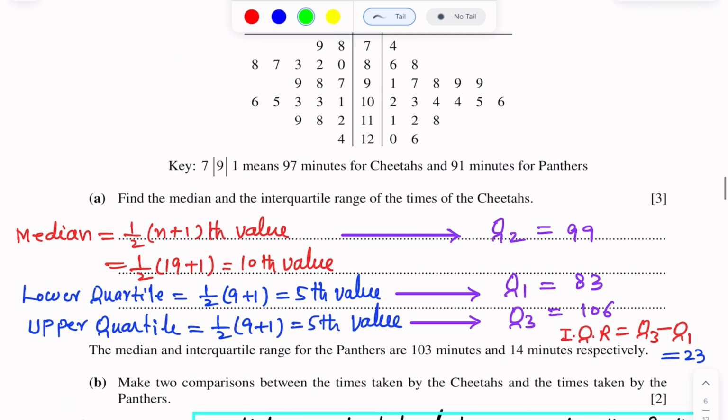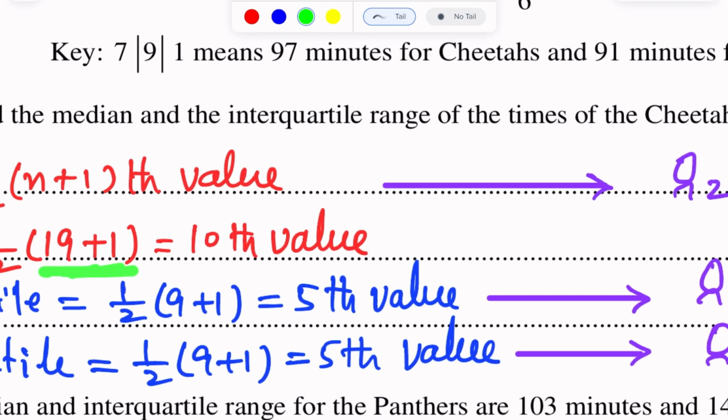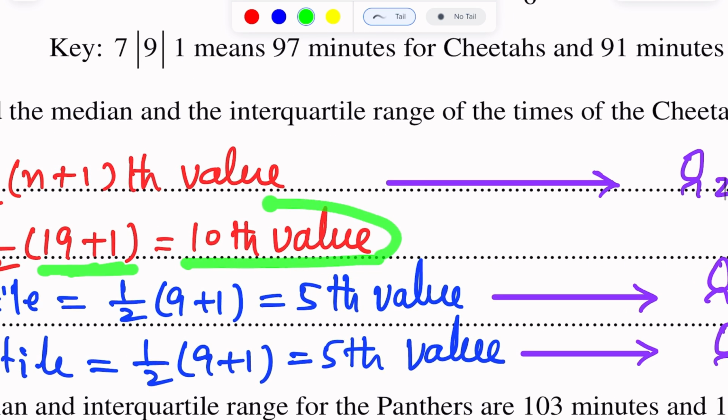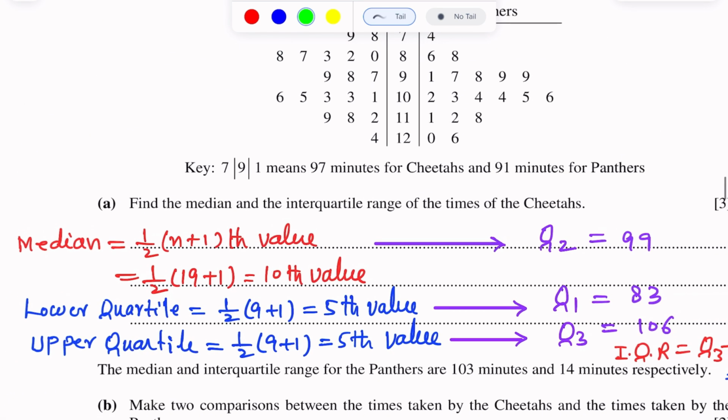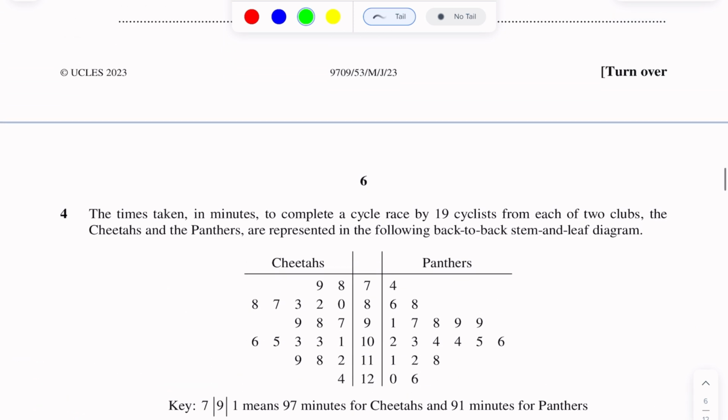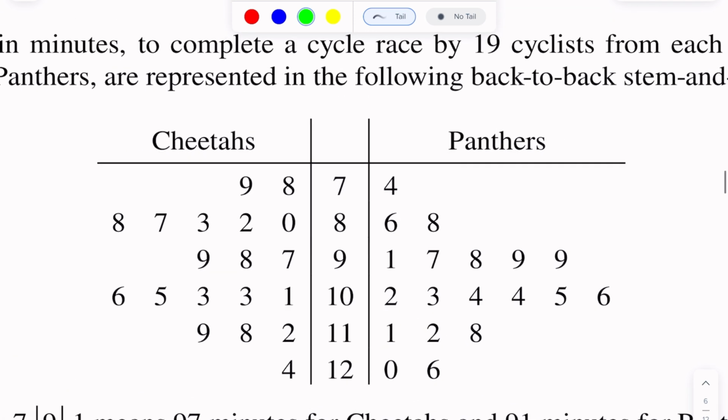So the 1/2 (n+1)th value, where n is 19, gives 1/2 (19+1). After simplifying we get the 10th value. The 10th value will be the median. Now we will see the 10th value in Cheetahs: 1, 2, 3, 4, 5, 6, 7, 8, 9, 10. This value will be the median.